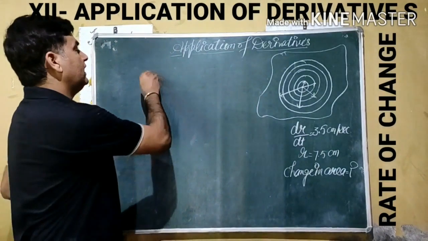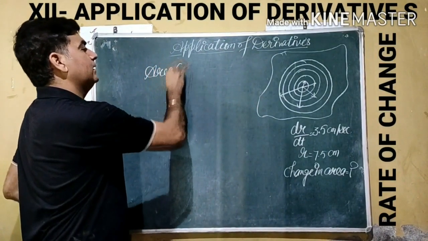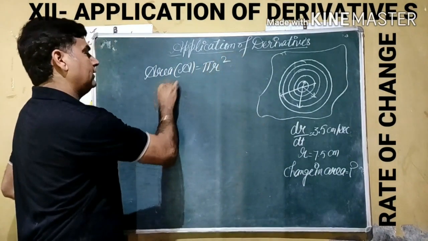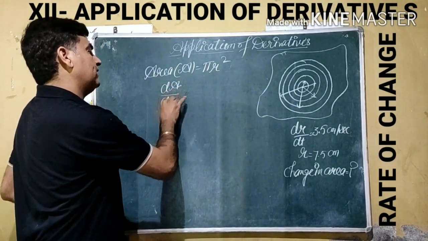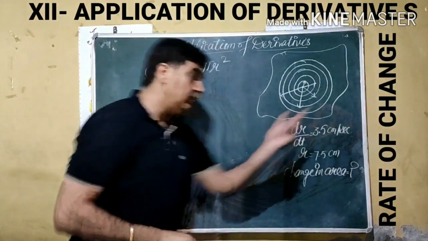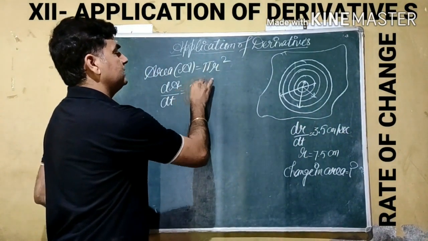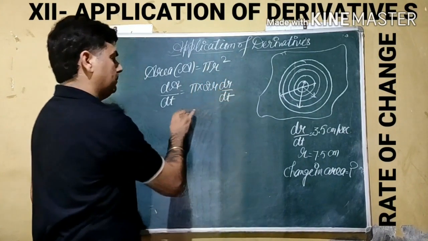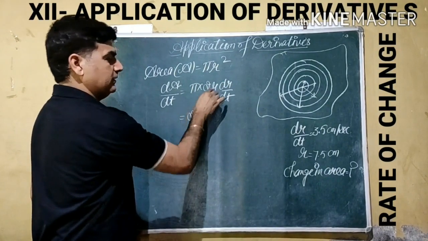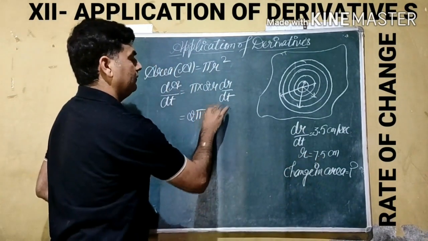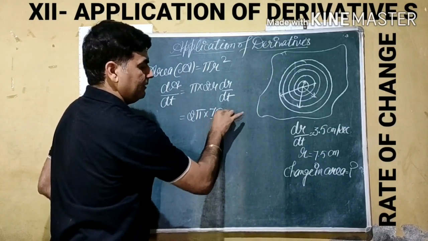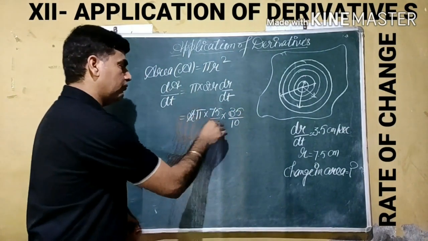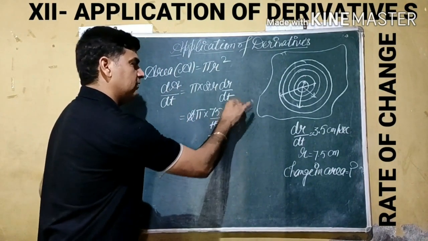As you know, the area of a circle is given by pi r square. We have to calculate the change of area with respect to time, which is already indicated here. Now taking the derivative, pi times 2r dr by dt. Now using the values: pi is constant, 2 is constant, radius is 7.5, so we write 75 by 10, and dr by dt is 3.5, so 35 by 10. Cancel by 2, 5 at 5, 7.